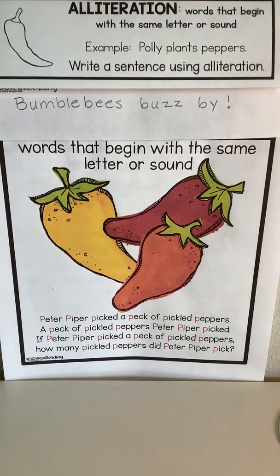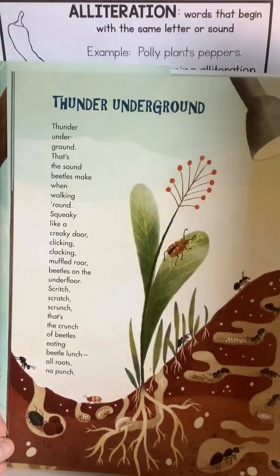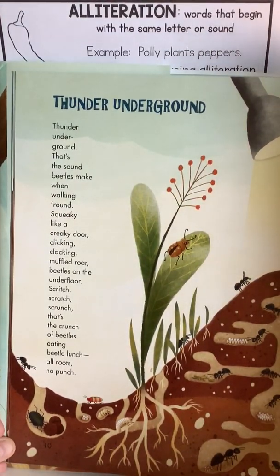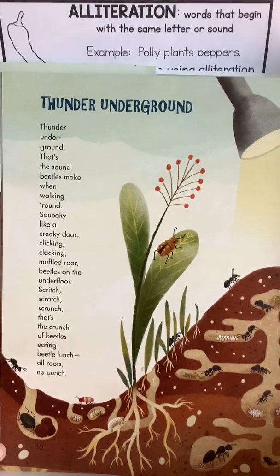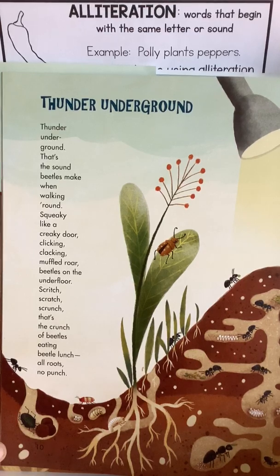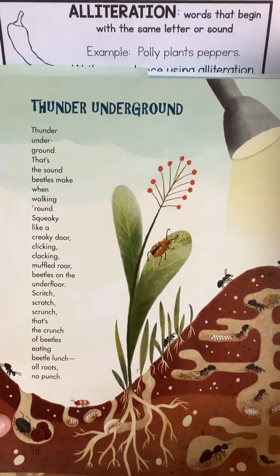Are you back? Okay, so now it's time for our grammar part of alliteration, and I want to read you a poem out of our book called Thunder Underground, and that's actually the name of the poem.